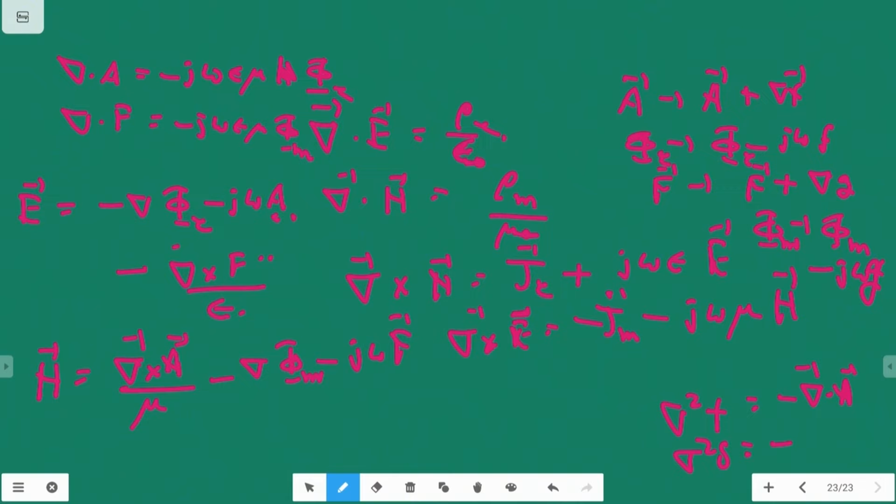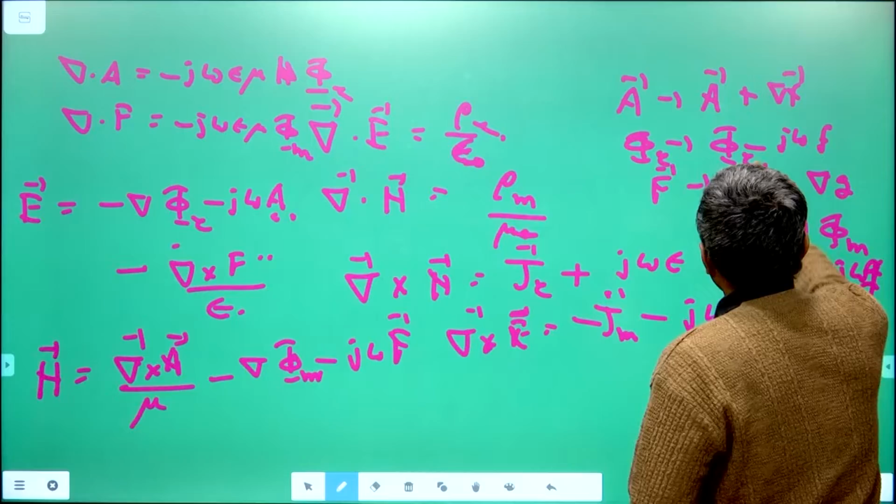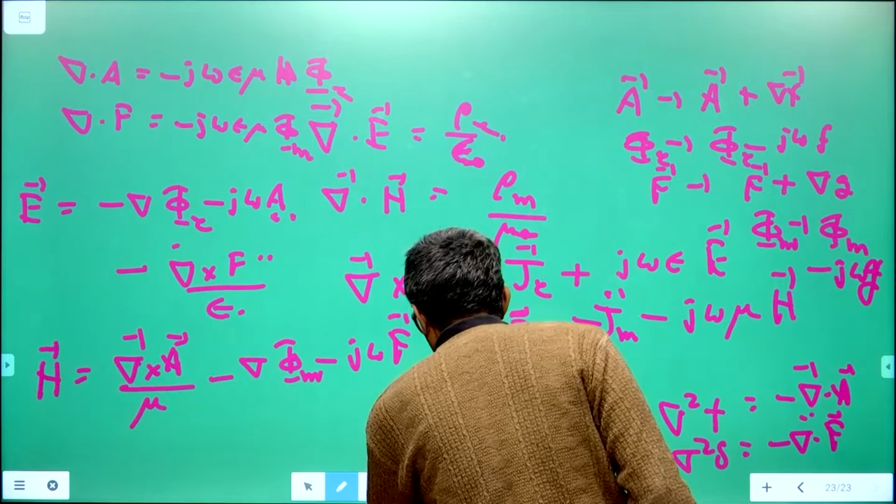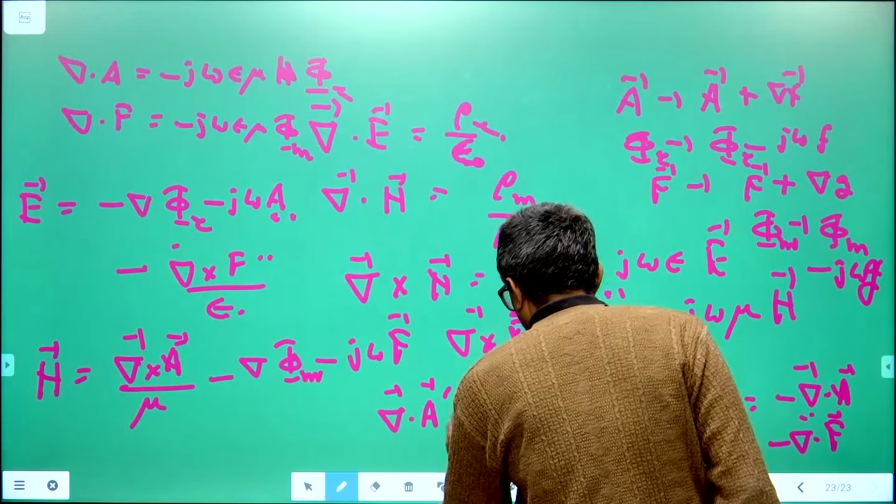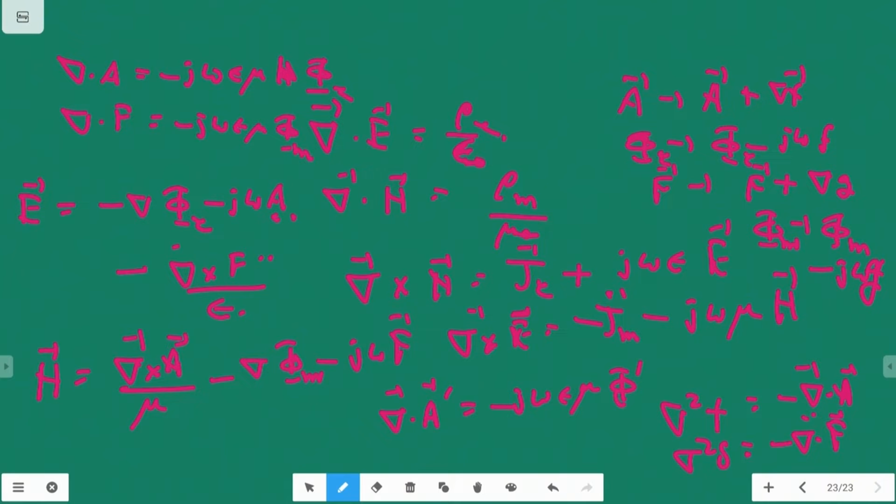So you can always choose the gauge condition so that del dot A vanishes and del dot F vanishes, that is the Coulomb gauge. But in the Lorentz gauge, you choose a different way. You can choose it so that del dot A dash, where A dash is the new magnetic vector potential, is equal to minus j omega epsilon mu phi dash, and also del dot F dash is equal to minus j omega epsilon mu phi m dash. If you apply the first condition, del dot A dash gives you del dot A plus del square f is equal to minus j omega epsilon mu phi dash.